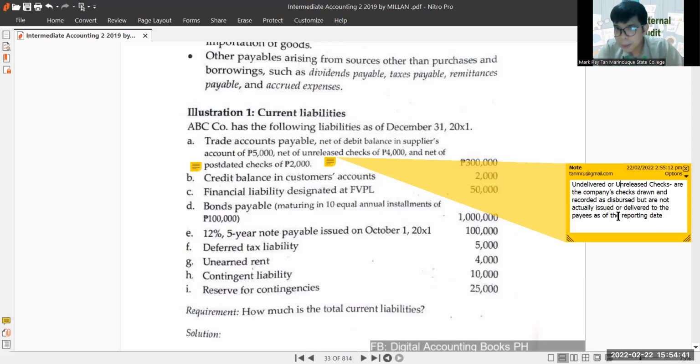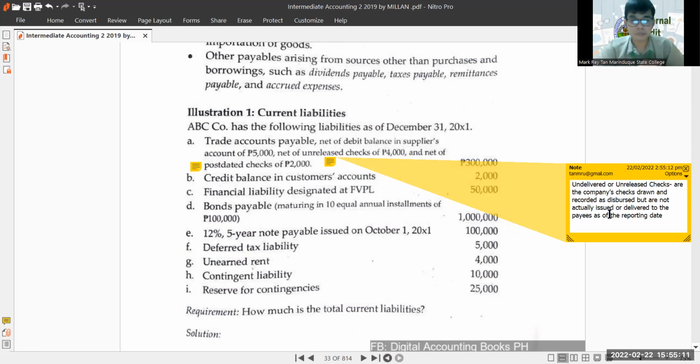So, ulitin natin ha. Drawn and recorded as disbursed. Anong ibig sabihin nun? Ibig sabihin, na-record na raw siya as nabayaran na. So, pag nagbayad na, ang entry mo dyan is accounts payable and cash. Alright? So, yun yung entry natin. Binayaran yung accounts payable. Kaya lang, sabi dito, but are not actually issued. So, ibig sabihin, nag-record tayo ng debit accounts payable and credit cash, pero hindi naman pala na-issue yung cheque.